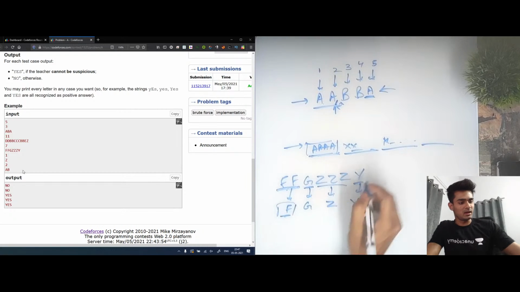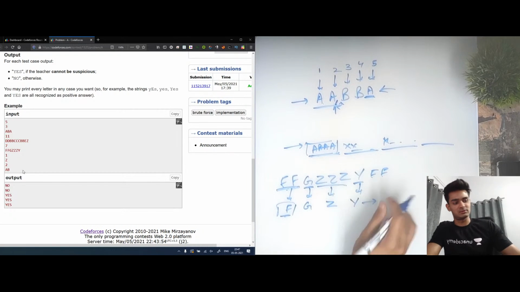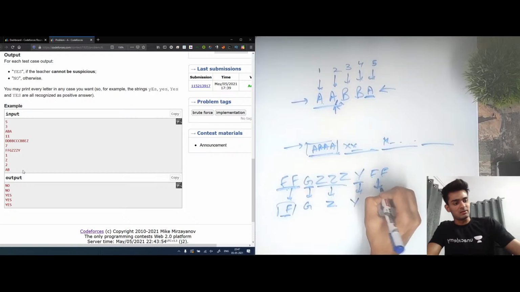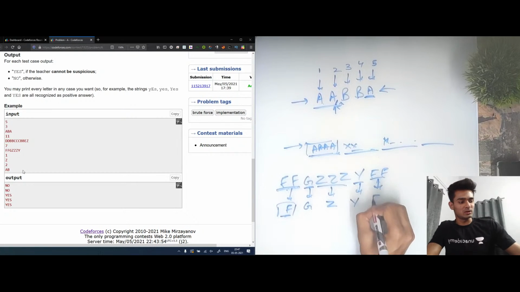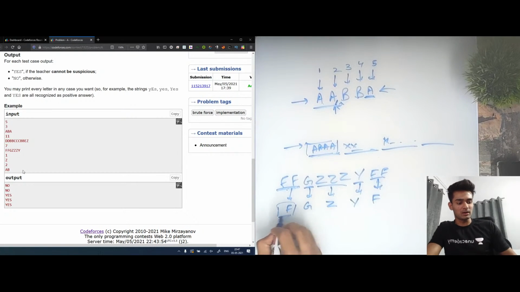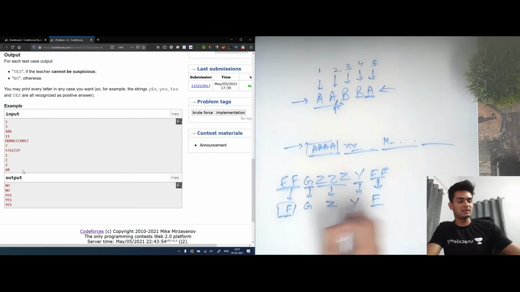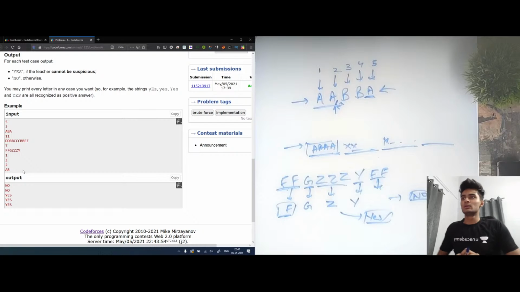So let's say we had two F's after Y as well. Now what this would have done is, this consecutive segment would have turned into a single F, and now we can see that we have a count of 2 for F, and by this we could have said that the answer for this will be no. Otherwise, if the F wouldn't have been here, we could have just said that the answer would be yes. So I'll just show you my implementation, how I did this problem.